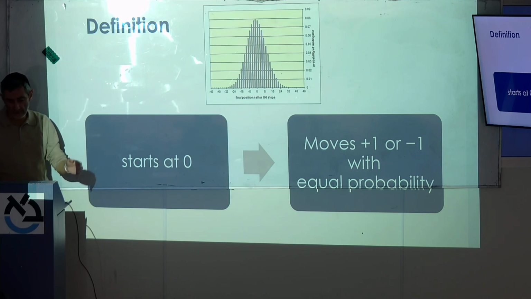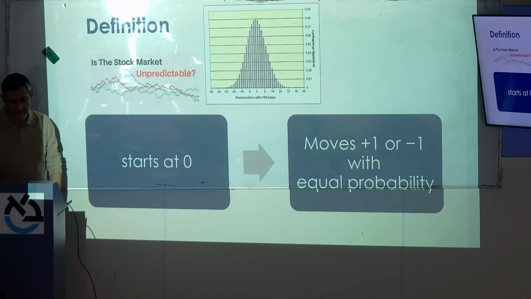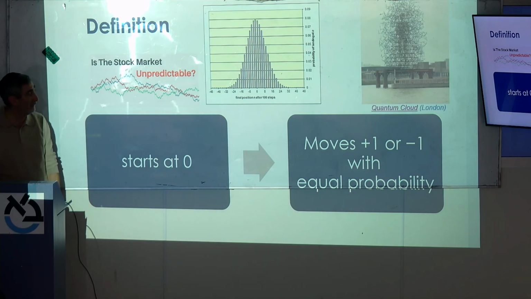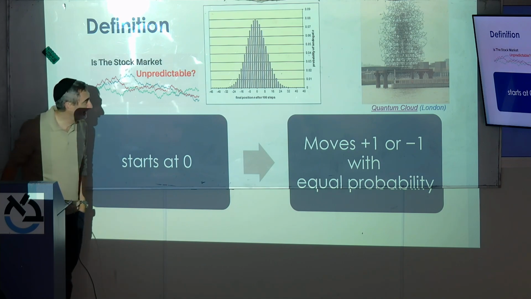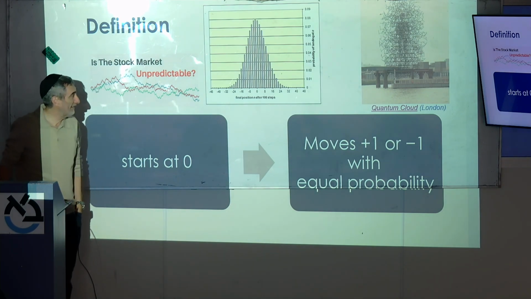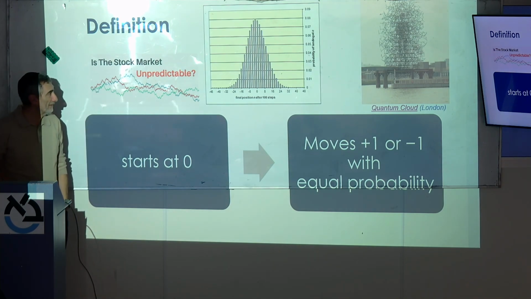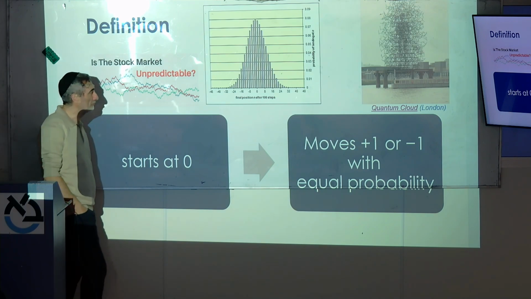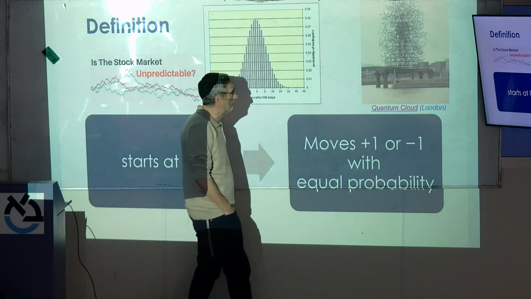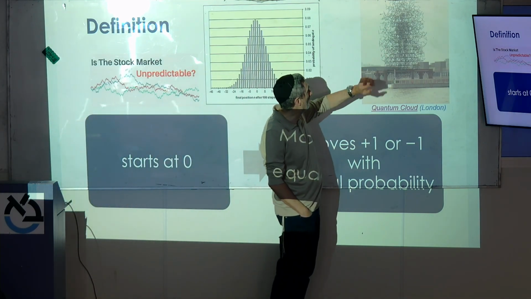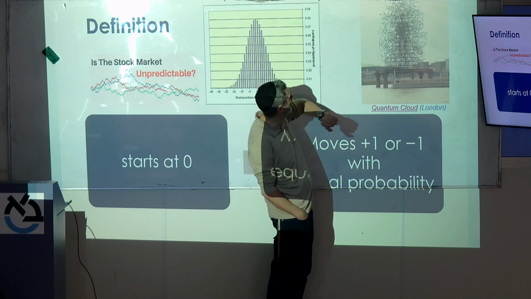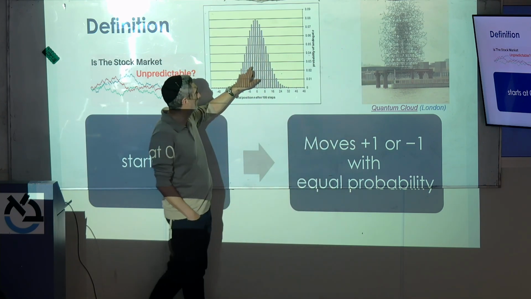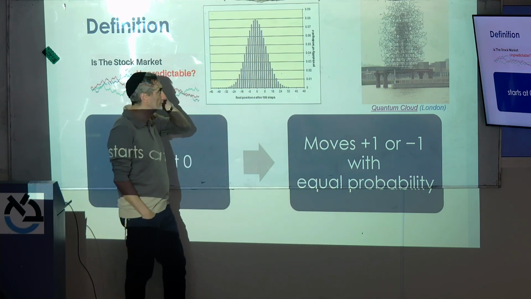Okay, and this applies to many fields. It's applied to the stock market. There are even sculptures like that in London, where they have a kind of 3D simulation of a quantum walk made out of wires. So if you look from far, you see this distribution.